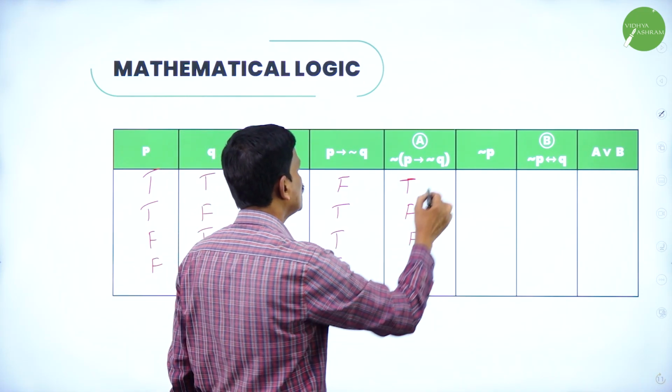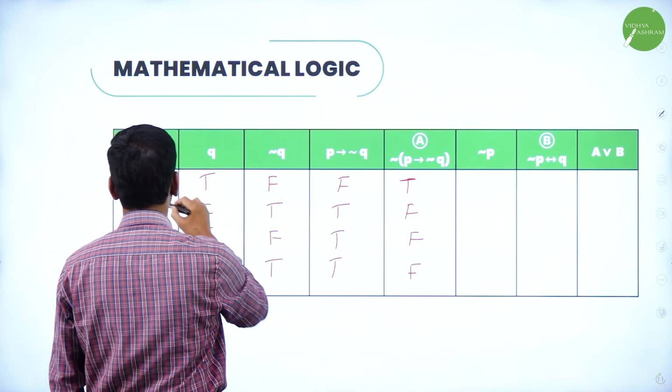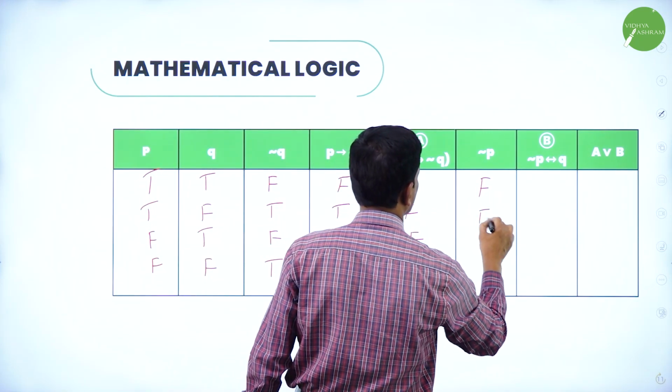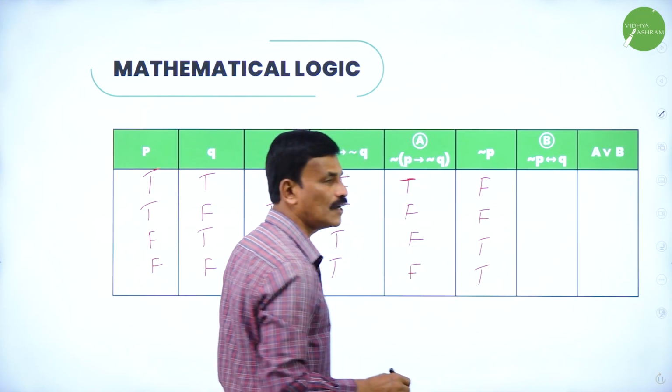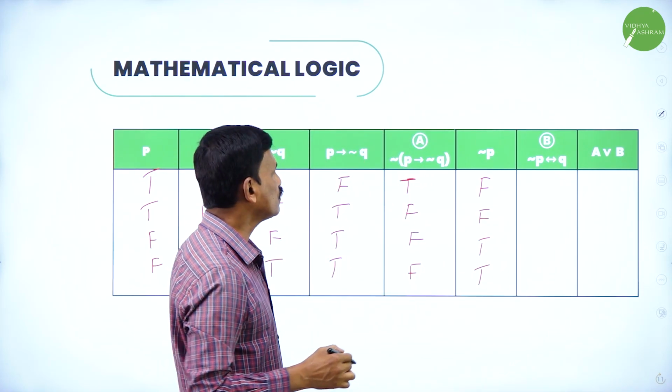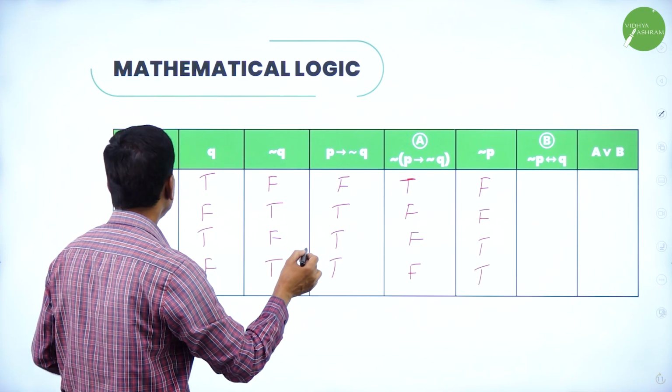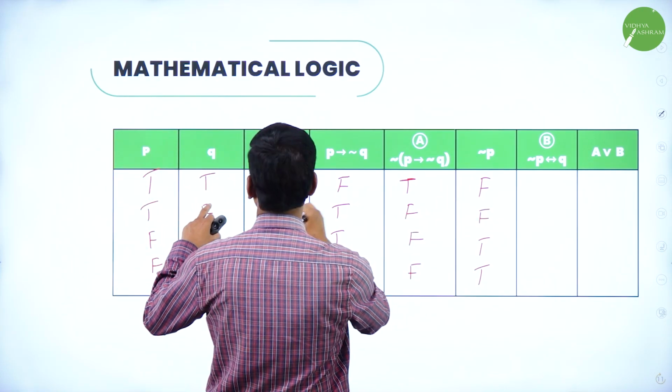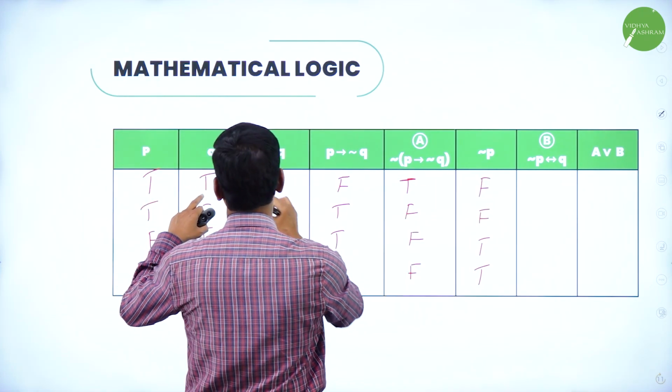So now just write down the negation of P. Negation of P is false, false, true, true. Now write down the biconditional for negation P and Q. So the biconditional for these two, negation P and Q.